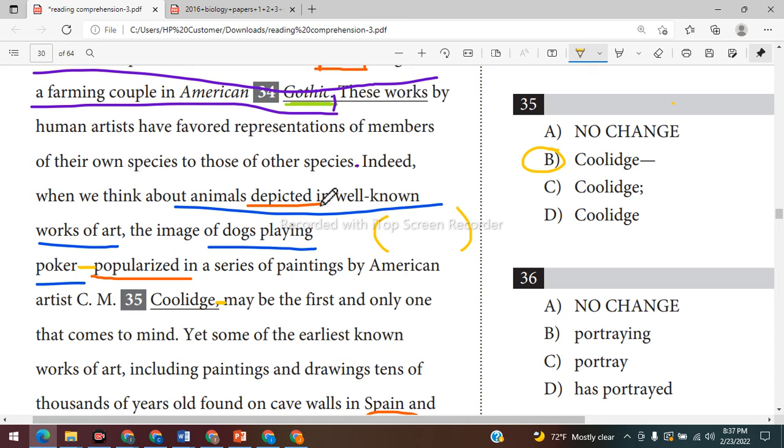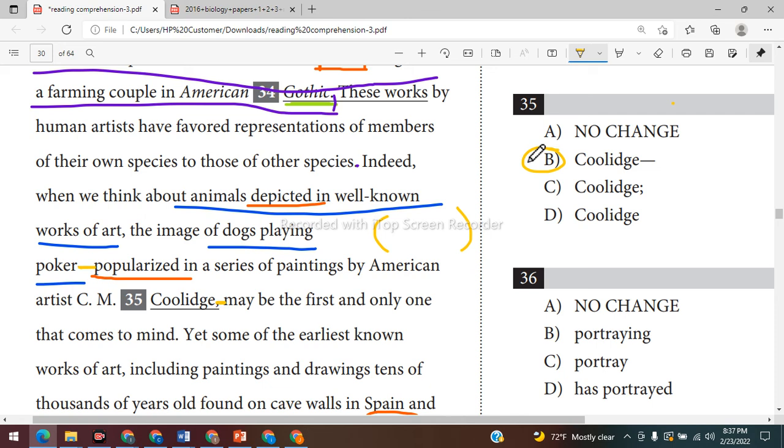Okay. So when they say, indeed, when we think about animals depicted in the well-known works of art, the image of dogs playing poker, M dash, popularized in a series of paintings by American artist C.M. Coolidge, dash, may be the first and only ones that come to mind. Okay, so we need to have that dash there. All right, so the correct answer. Remember to write down the questions for these.